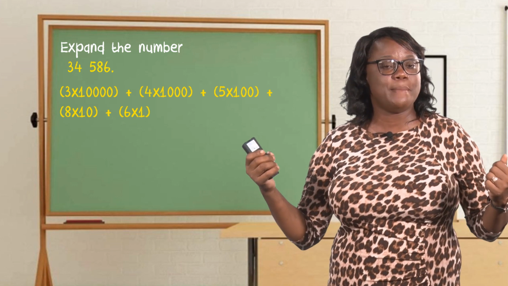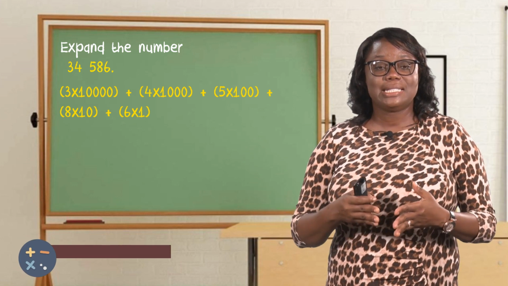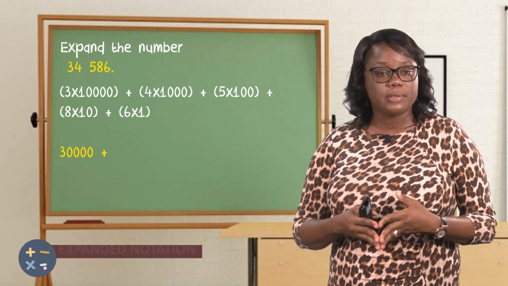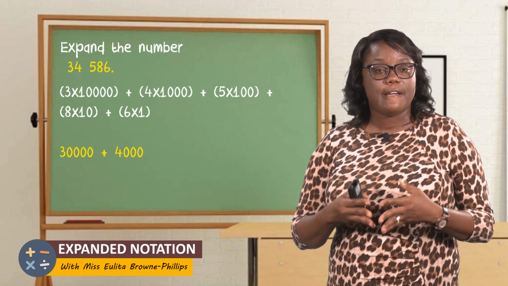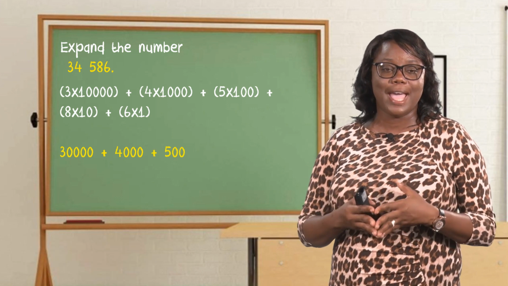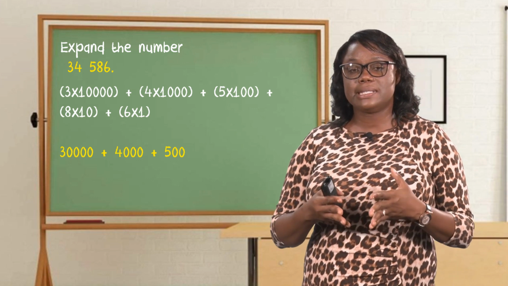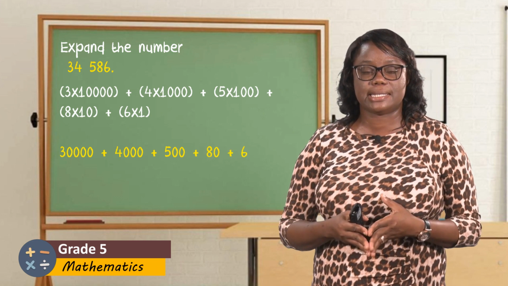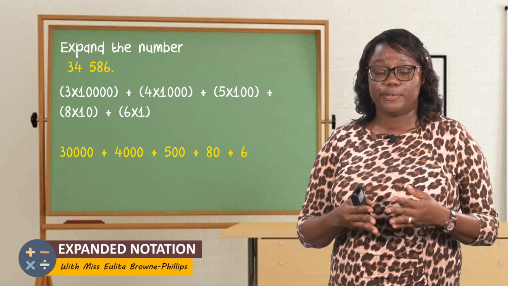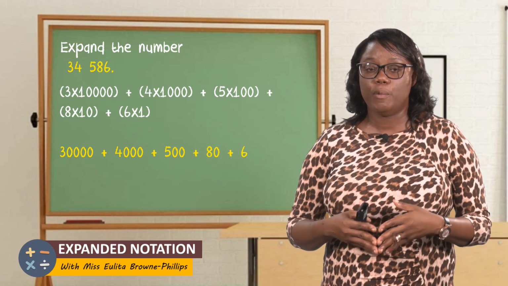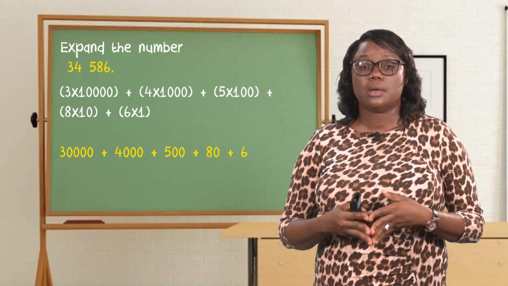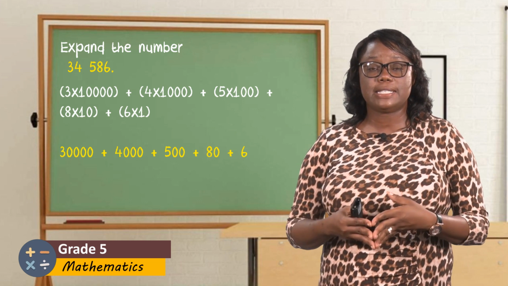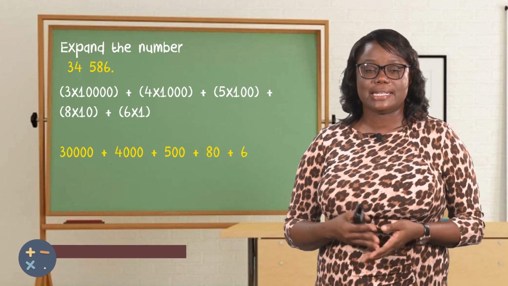So let's stretch this number now. 3 times 10,000 would be 30,000. 4 times 1,000 would be 4,000. 5 times 100 will be 500. 8 times 10 will be 80. 6 times 1 would be 6. So the expanded form of the number 34,586 would be 30,000 plus 4,000 plus 500 plus 80 plus 6.